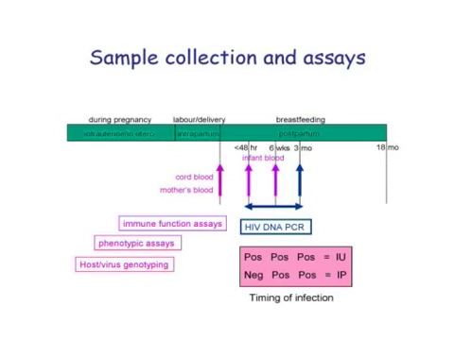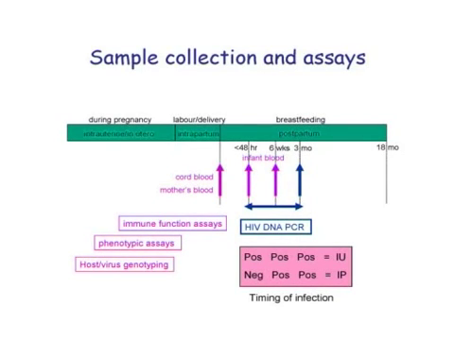If an infant is positive at 48 hours and remains positive at the other time points, it would be an in utero infection. If negative at 48 hours, positive at 6 weeks, and ongoing, then the child would be infected intrapartum. And as I said, our studies have really focused on in utero and intrapartum transmission. And then various assays: you can do immune function assays, various phenotypic assays. We can look at host, we can look at virus genotyping.